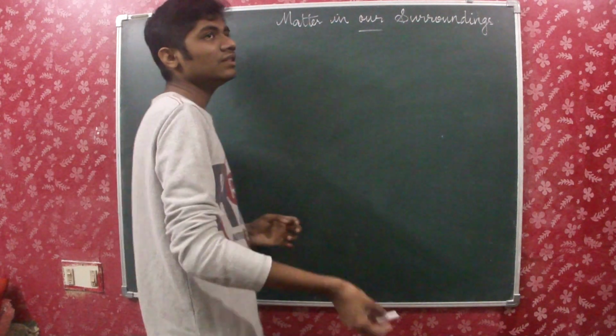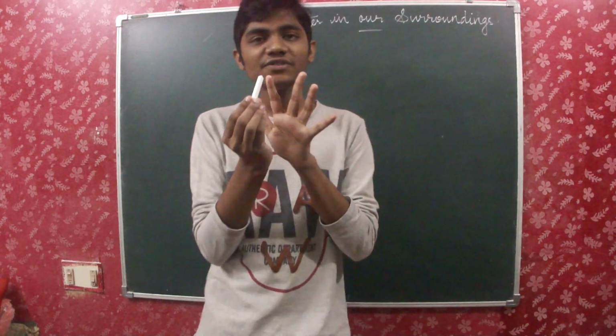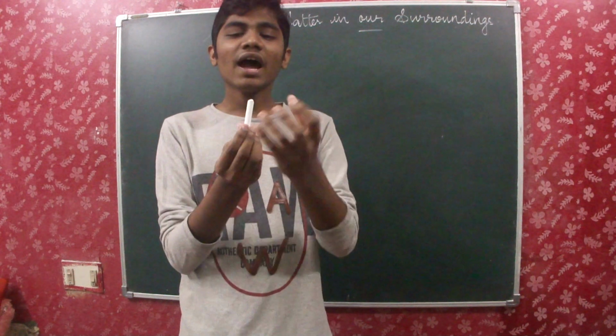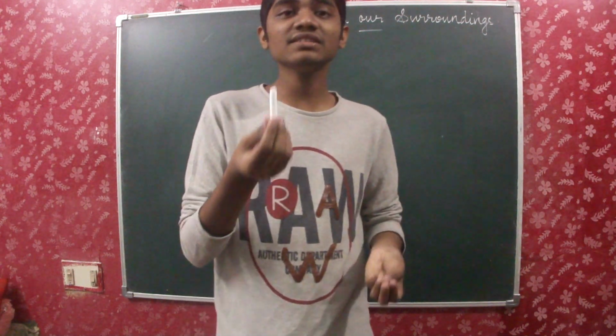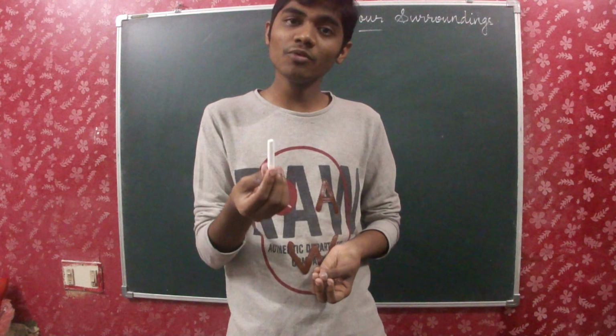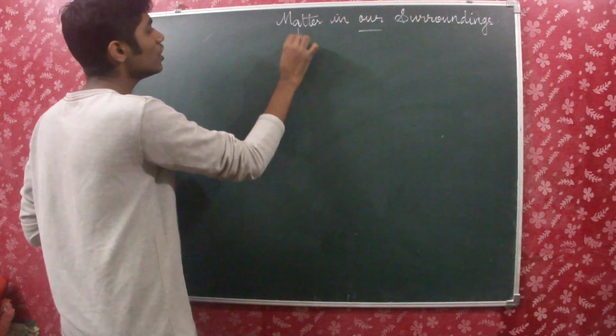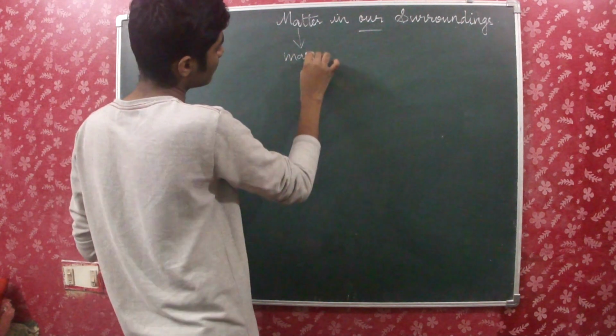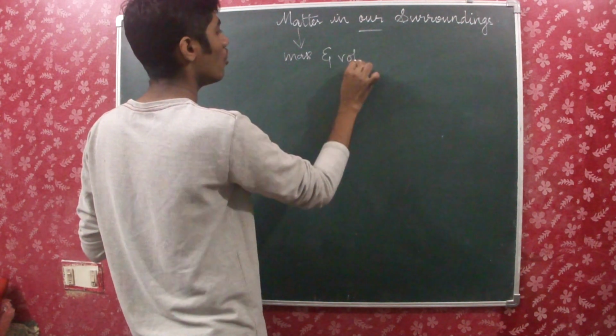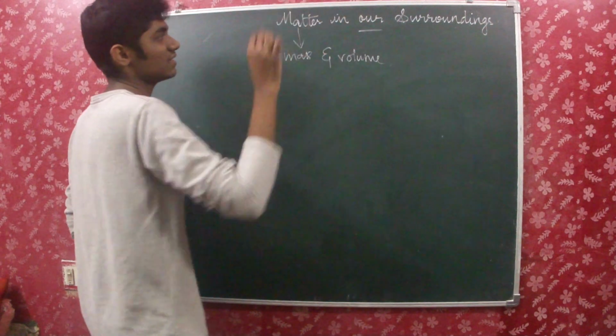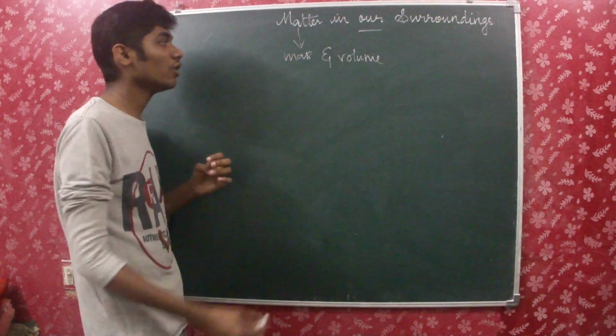For example, this chalk. It has a specific mass, right? It has a mass and it is also occupying some space in its surroundings. So it has some volume also. So anything which has both mass and volume is said to be matter. So matter is nothing but all the things that we see around us which possess mass and have volume.